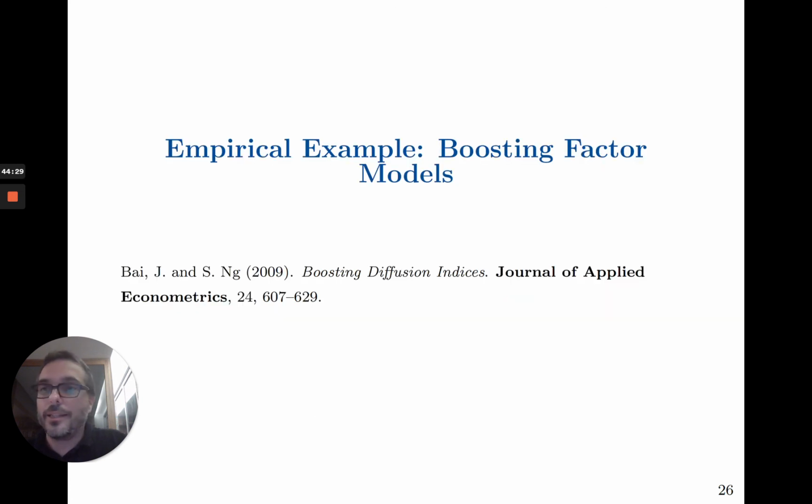Let me go very fast through an empirical example. I know you like applications. This was a paper published in 2009 in the Journal of Applied Econometrics, and the idea is to select factors to predict macroeconomic variables.